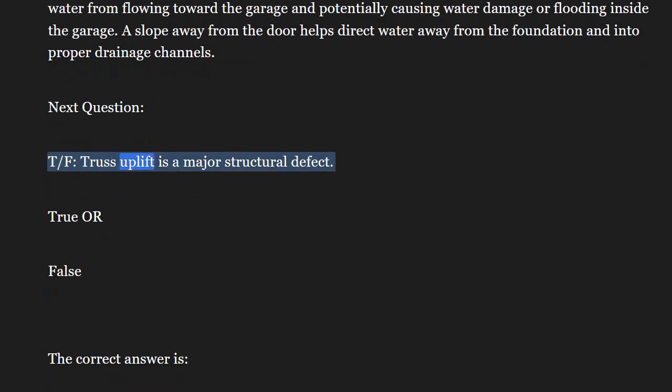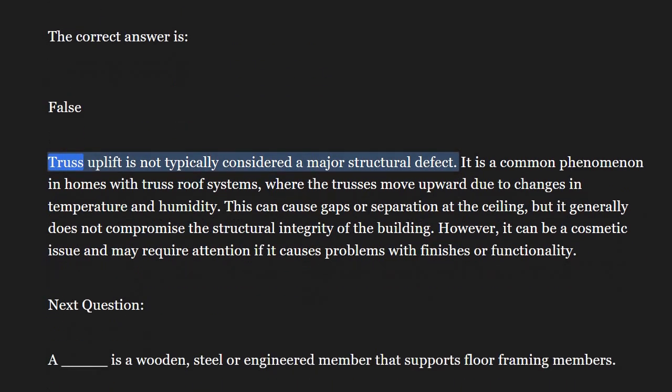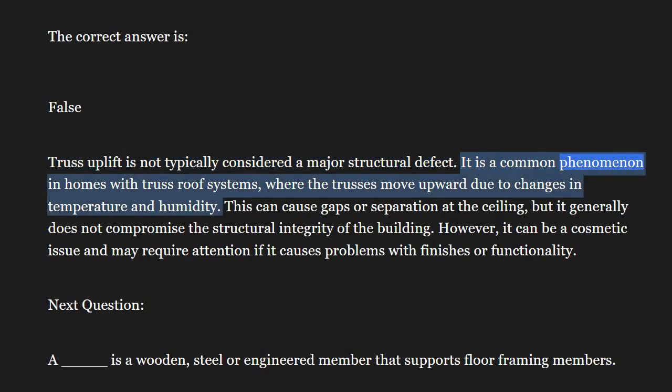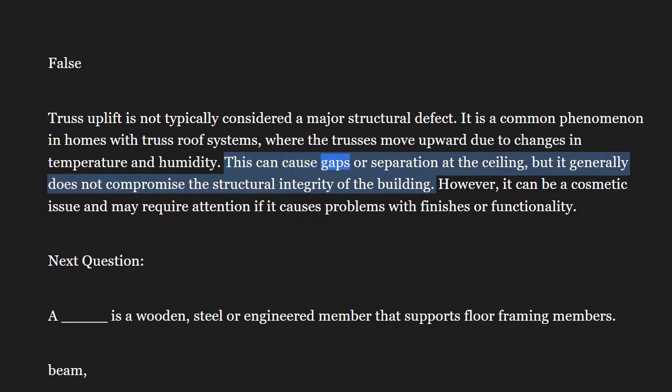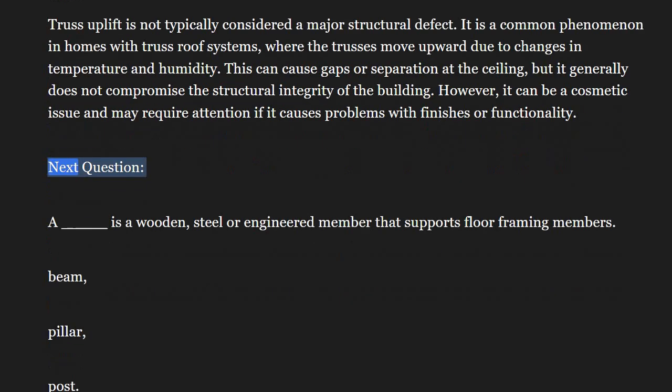Next question. True or false? Truss uplift is a major structural defect. The correct answer is false. Truss uplift is not typically considered a major structural defect. It is a common phenomenon in homes with truss roof systems, where the trusses move upward due to changes in temperature and humidity. This can cause gaps or separation at the ceiling, but it generally does not compromise the structural integrity of the building. However, it can be a cosmetic issue and may require attention if it causes problems with finishes or functionality.